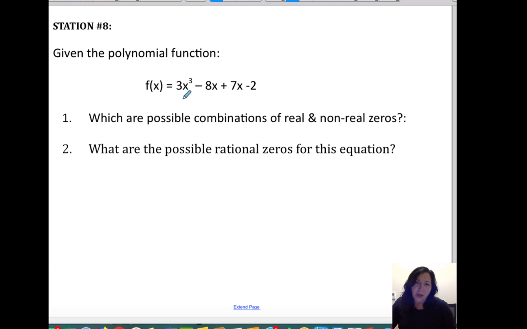Okay, given the polynomial, what do we know? We know that this is a cubic.